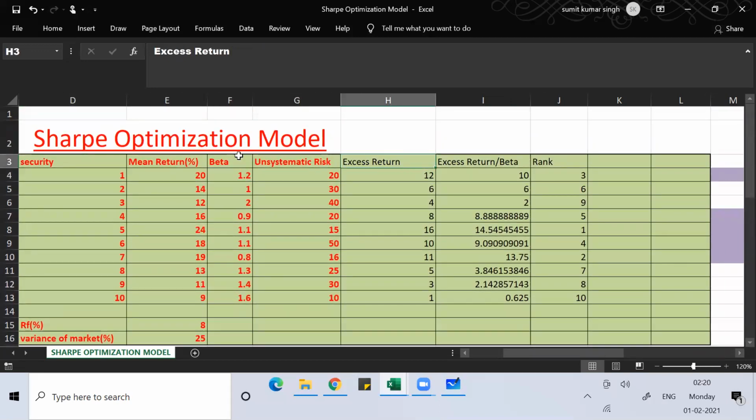Here I think everyone knows how to find the excess return. What is excess return? Excess return is nothing but the mean return minus the RF value. That I'm calling excess return.